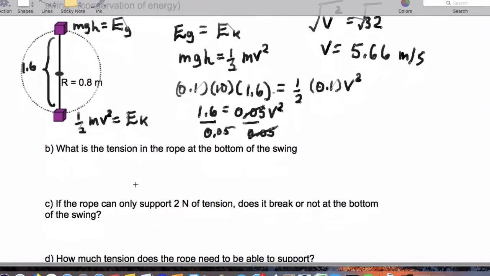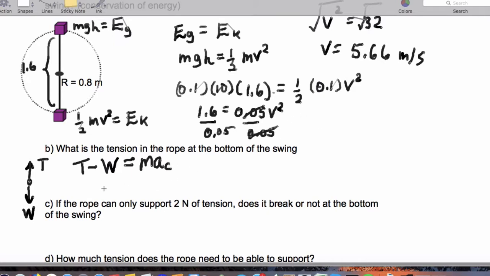What we want to do is draw a free body diagram of the situation where we have a tension going up, and we have the weight pointing downwards, and we have tension minus the weight. These forces don't balance because we're accelerating in a circle.